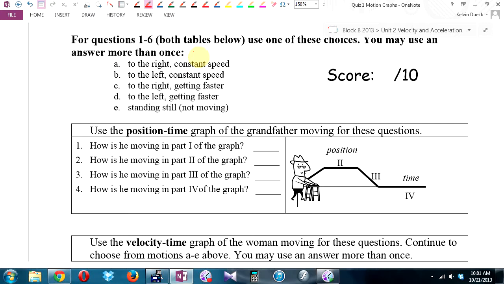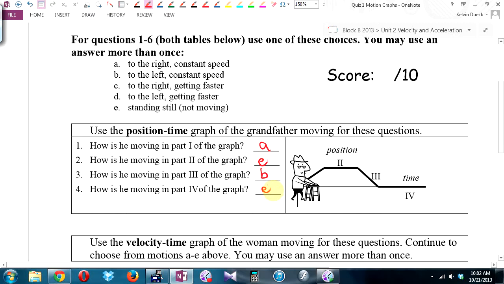So here we have position versus time. How is he moving in part 1? Part 1 kind of got chopped off, but I hope you cleverly figured out that that was part 1. It looks like his position is increasing. I think we would say to the right, constant speed. How is he moving in part 2? Part 3? And part 4, I think it's A to E, yeah?